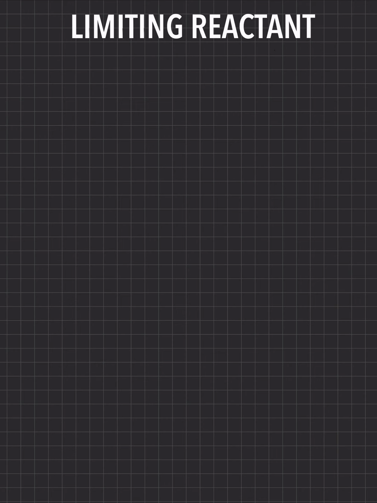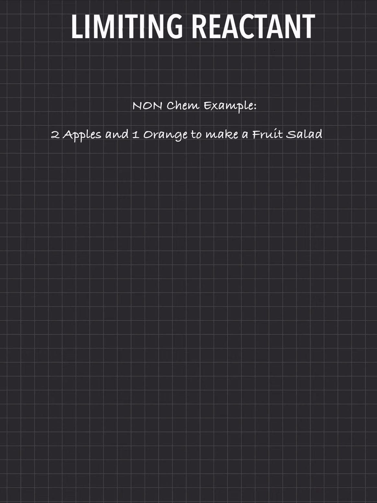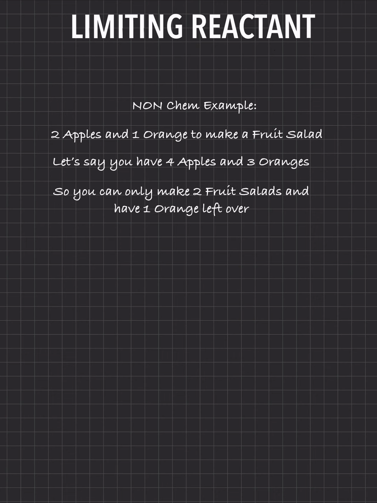So let's say that you have 2 apples and 1 orange to make a fruit salad. That's the recipe. You need 2 apples and 1 orange. Well, let's say you have 4 apples and 3 oranges. So how many fruit salads could you make? Well, you could make 2, right? Because 2 times 2 is 4, so that means 4 apples, and 2 times 1 is 2, so you would need 4 apples and 2 oranges to make 2 fruit salads. But you would have only 1 orange left over.